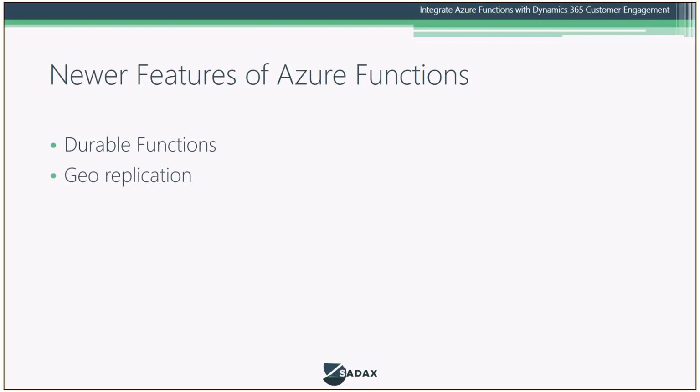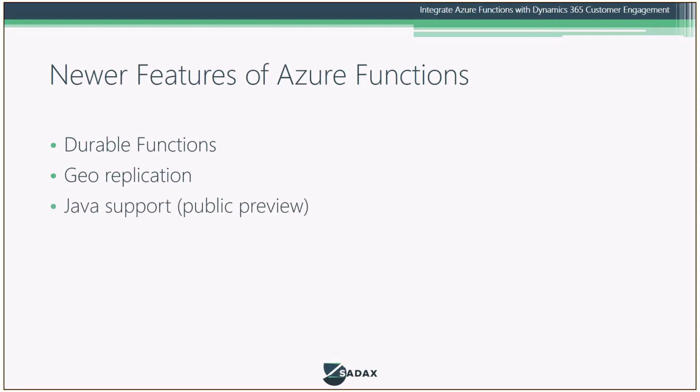There is also geo-replication. This has more to do with high availability scenarios where you can configure your functions to be possibly executed in multiple places, to be stored in multiple places, and there's a bunch of different features where you can make sure that there is not going to be any interruption for your functions to run.